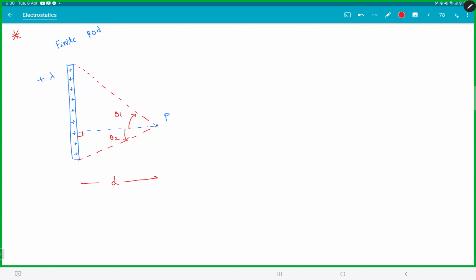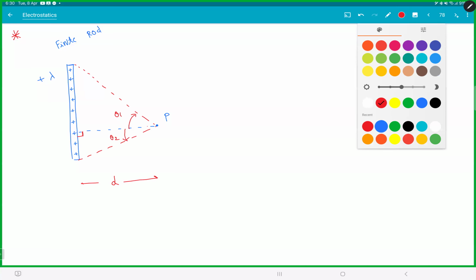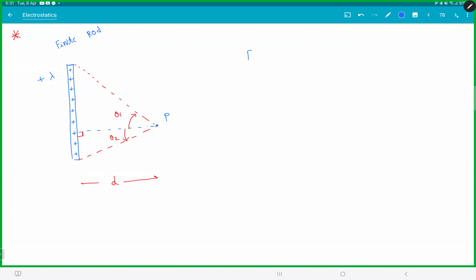You're getting it? The point P is not symmetrical. P is somewhere there, different angles. It's not symmetrical. Find the field at point P. Theta 1 and theta 2 are angles with the upper and the lower edge.